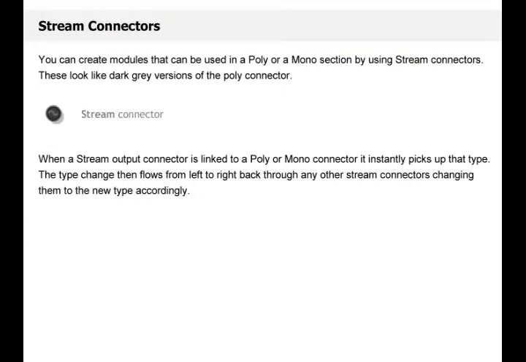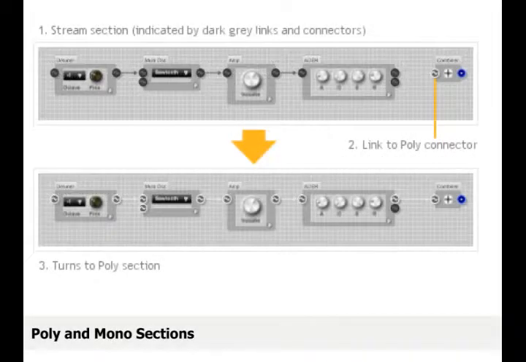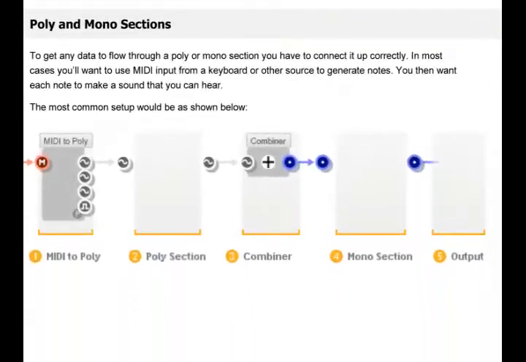Stream connectors. You can create modules that can be used in a poly or a mono section by using stream connectors. These look like dark gray versions of the poly connector. Stream connector: when the stream output connector is linked to a poly or mono connector, it instantly picks up that type. The type change then flows from left to right back through any other stream connectors, changing them to the new type accordingly.